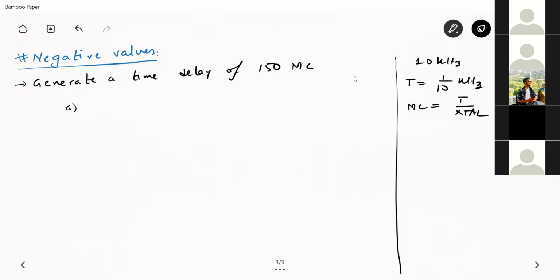Sir, in the loop, we have to calculate the total machine cycle. We have already got the total machine cycle, 150. What is the next step? We know that we have to generate 150 machine cycles. Next step is what?